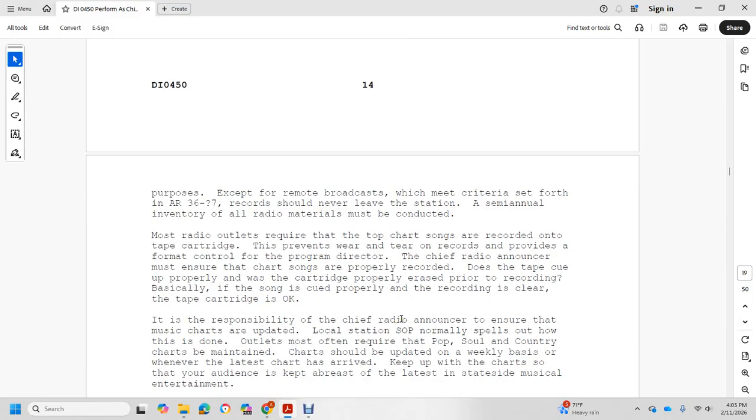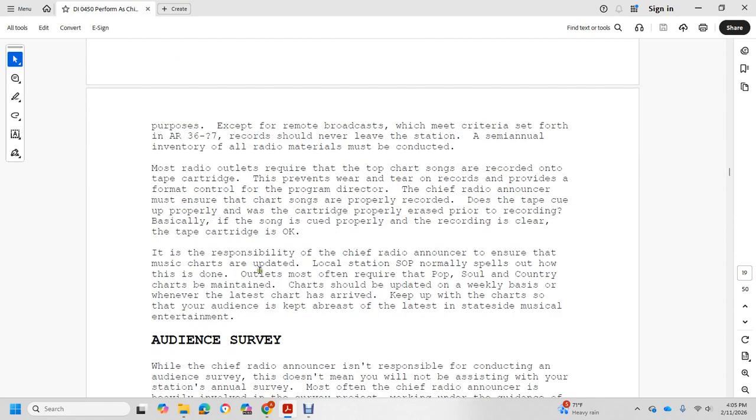Most radio outlets require tape charts of songs recorded on tape cartridges to prevent wear of the record. This provides format control for the program director and the chief of the radio announcers, making sure the chart songs are properly recorded, the tape is cued properly, and the cartridge is properly erased prior to recording. If the song is cued properly and the recording is clear, the tape cartridge is okay.